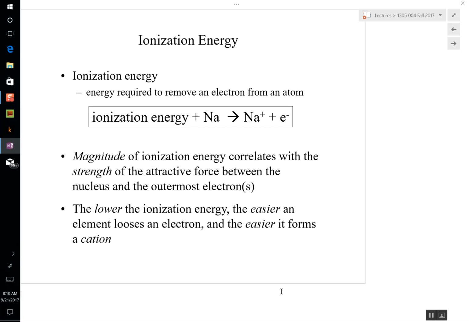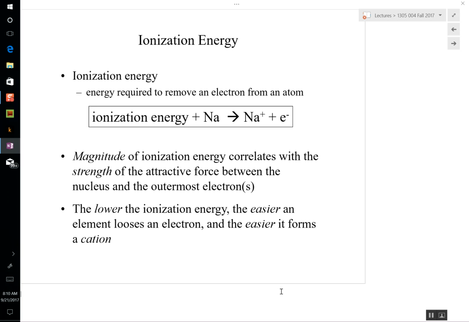Ionization energy. So if we wrote a little bit of an equation, it would be this energy plus the sodium atom yields a sodium ion plus an electron. We've removed that electron from there. This is an experimentally determined value.